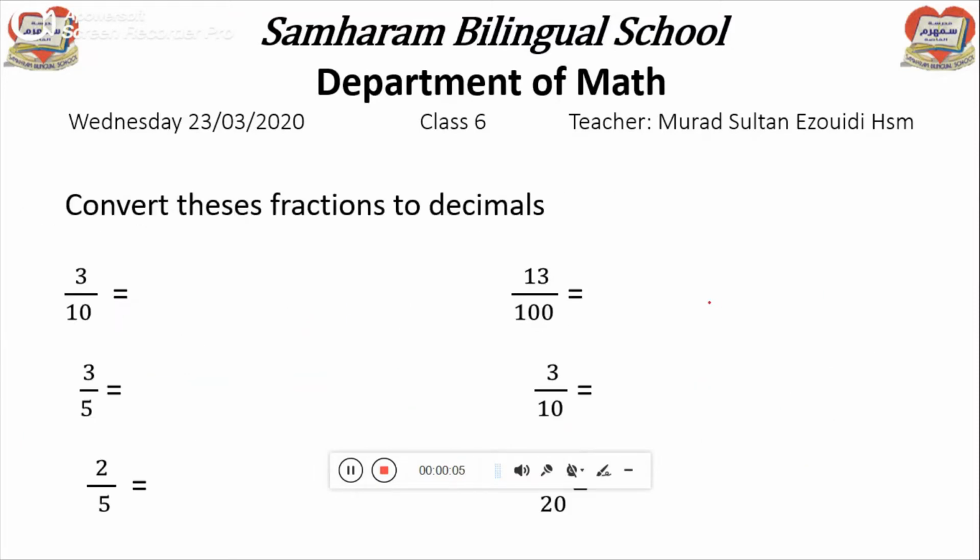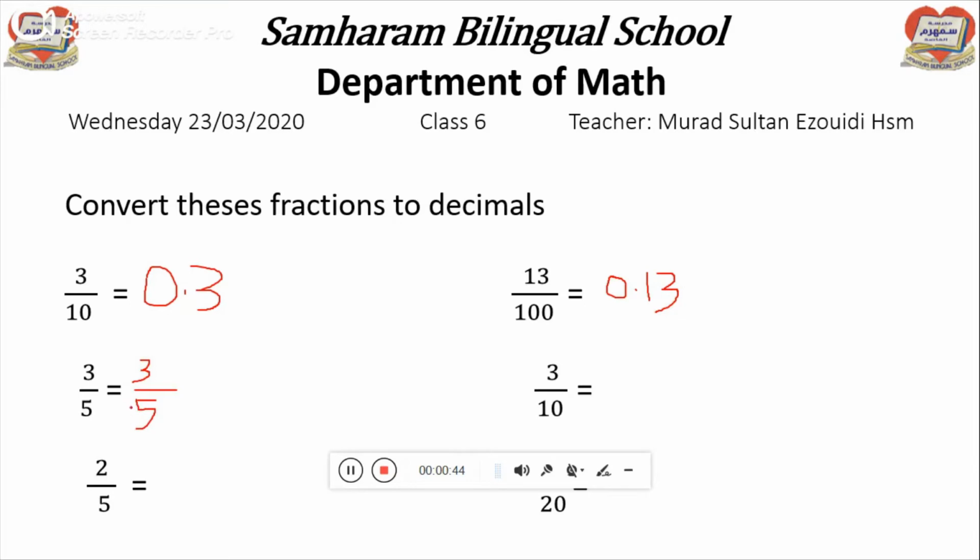Let's now try to convert these fractions to decimals. For example, 3 divided by 10 is 0 point, very good, 0.3. Then 13 divided by 100 will be equal to what? 0 point what? Very good, 0.13, excellent. The next example, 3 divided by 5.